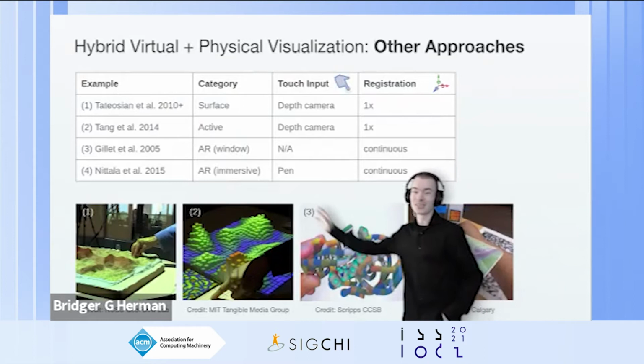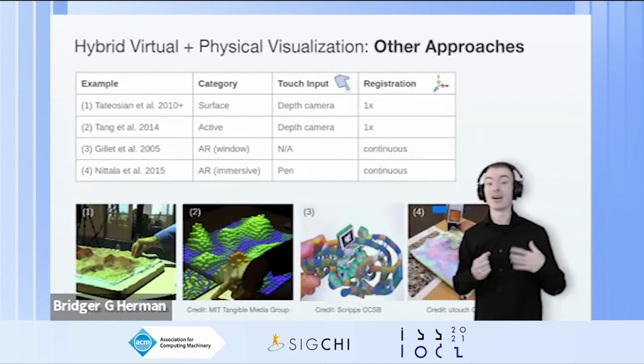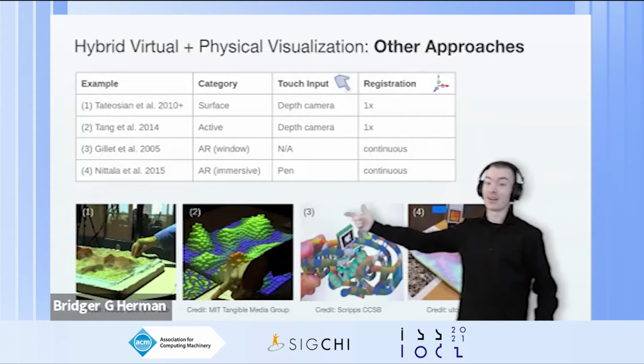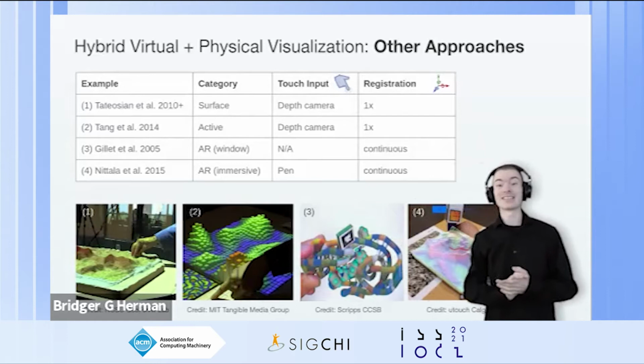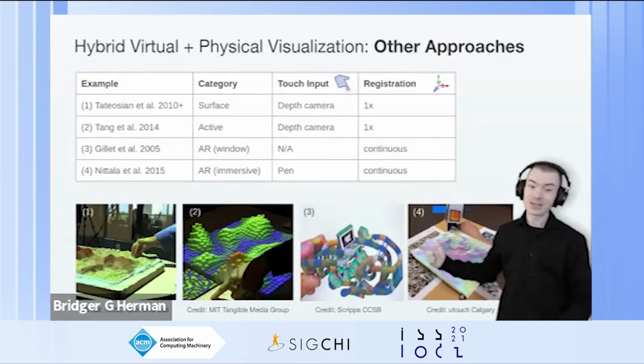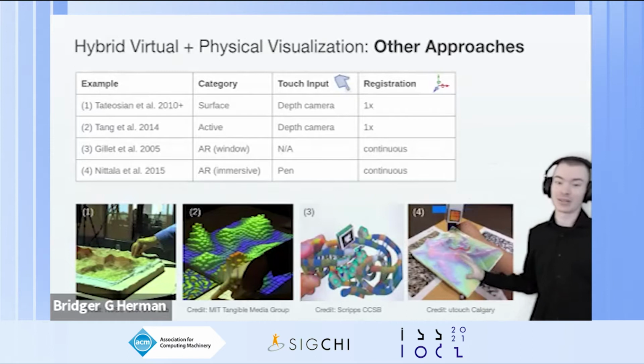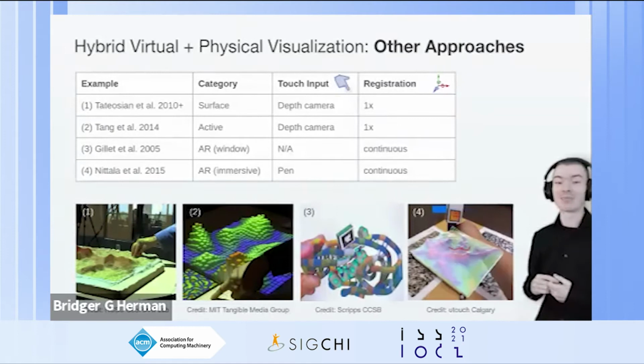So we're obviously not the first ones to encounter these challenges. On the left, we have Tangible Landscape and Tangible Cityscape, which are two projection-based physicalizations that use a depth camera for touch input and only need one initial alignment between this virtual and physical space. Example two shows CityScape, which also qualifies as an active physicalization, which is a shape-changing display where the columns move up and down according to the data. Example three here shows a window-based AR physicalization of a molecule using a video camera and image markers to continuously register the virtual and physical worlds.